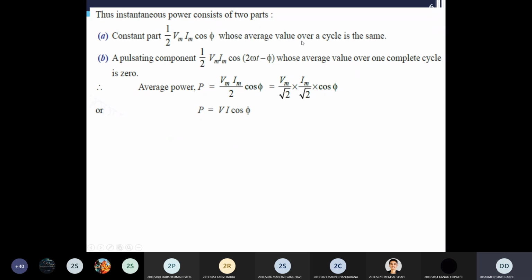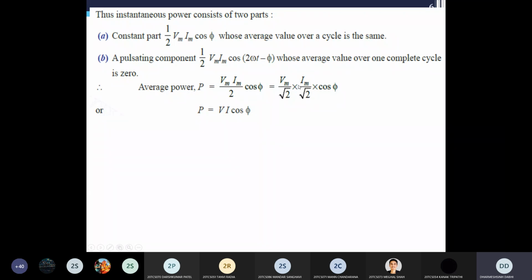You can see here the second part, 1/2 Vm Im cos 2 omega t minus phi. Its average value is what? 0, because that is pulsating. Clear? Whatever the positive magnitude, the same negative value you get in the same cycle. So if you take the average of this second component, you get the value 0. Clear? So the first component, the average power or constant part, is Vm Im by 2 cos phi.